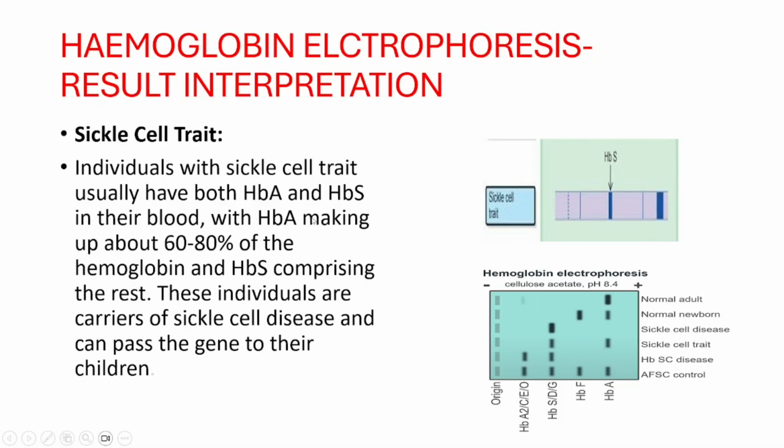Sickle cell trait, of course, it's a carrier. Individuals with sickle cell trait usually have both HbA and HbS. HbA also will be there along with HbS. These individuals are carriers of sickle cell disease and can pass the gene to their children.